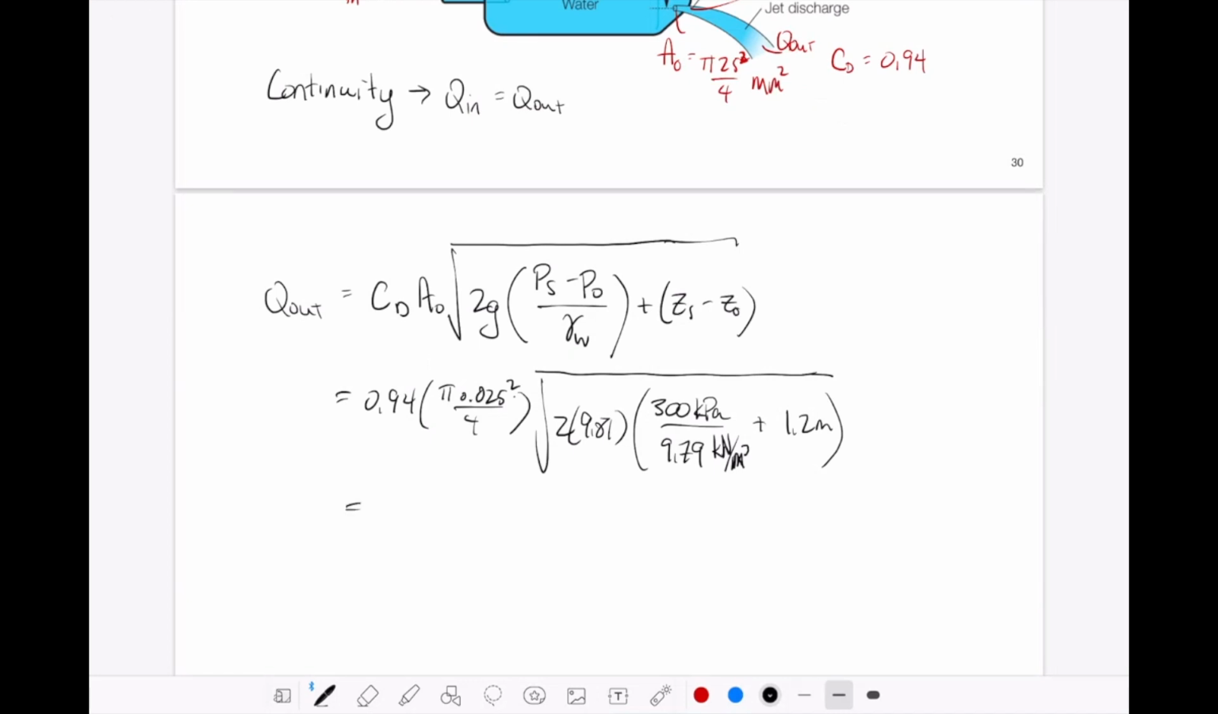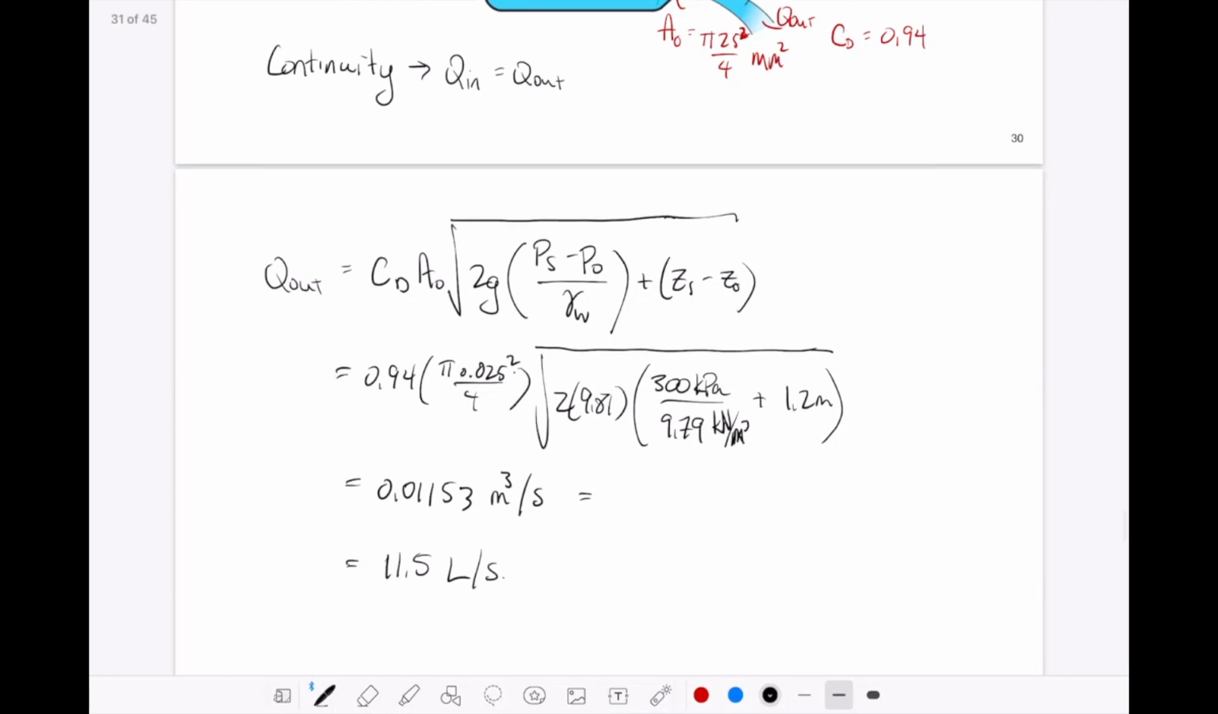So we have consistent units with this, and we would get 0.01153 meters cubed per second, which is also just equal to 11.5 liters per second.